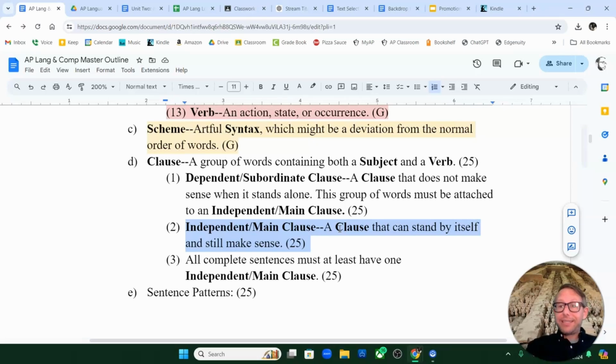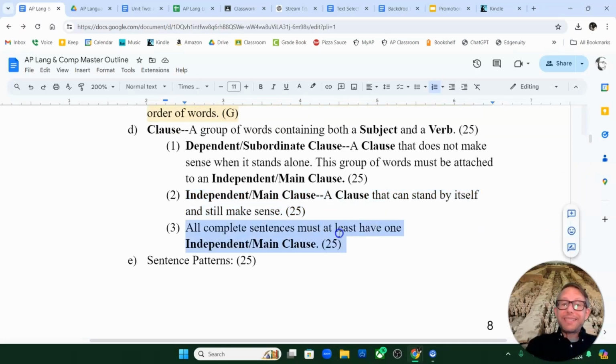This is a clause that can stand by itself and still make sense, okay? So, case in point, because I was at the store, I decided to buy candy, okay? While I was there, I decided to buy some candy. So you'll see that I decided to buy candy is an independent main clause. While I was at the store, because I was at the store, those are the dependent clauses. We need to attach them to each other. They can't stand alone, all right? All complete sentences, as a consequence, must have at least one independent main clause.